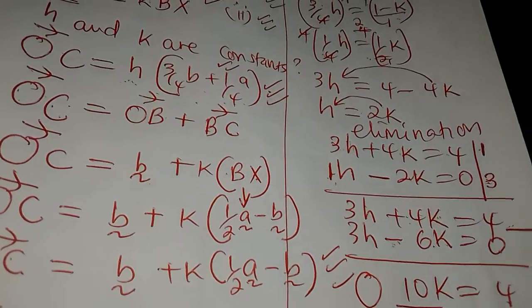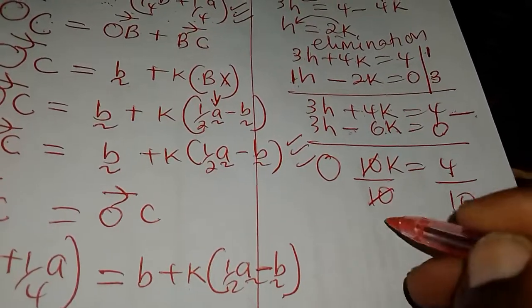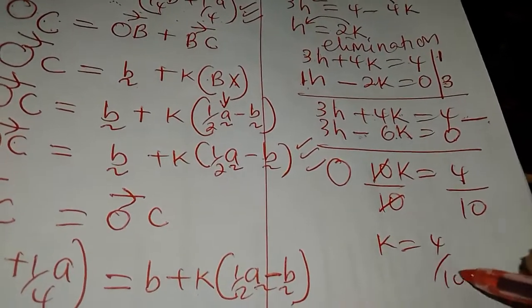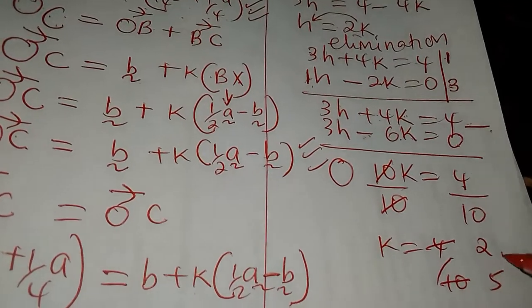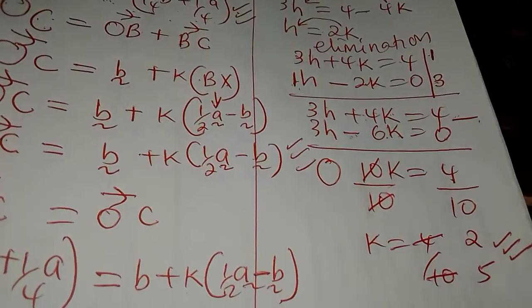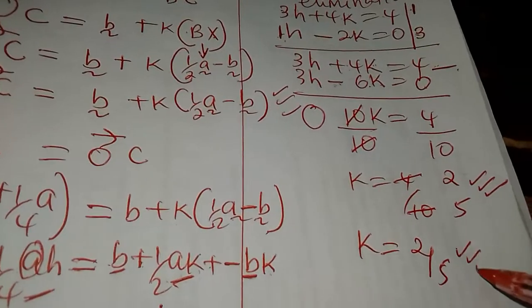So I'm going to divide by 10, I'm going to divide by 10. This and this will disappear. So I have now k as 4 over 10. I can simplify this. 2 there 2, 2 there 5. That becomes the value of k. So my k is 2 over 5.